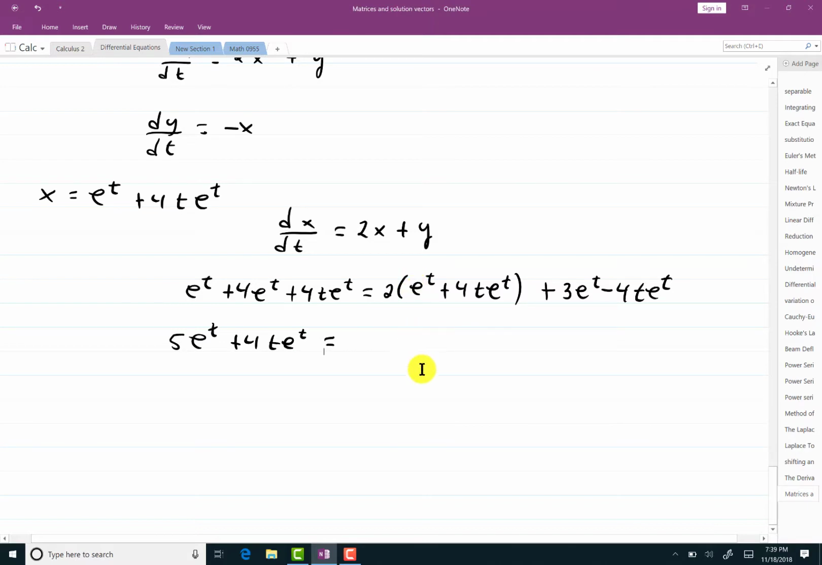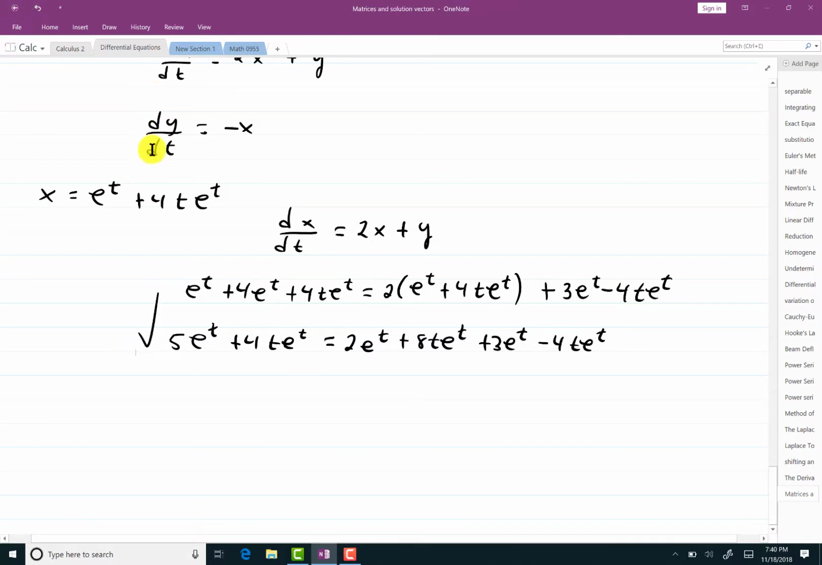I have 2e to the t plus 8te to the t plus 3e to the t minus 4te to the t. And let's take a look. I have 5e to the t: 2e to the t plus 3e to the t is 5e to the t. And for the te to the t terms, I have an 8te to the t minus a 4te to the t. So this all works out.